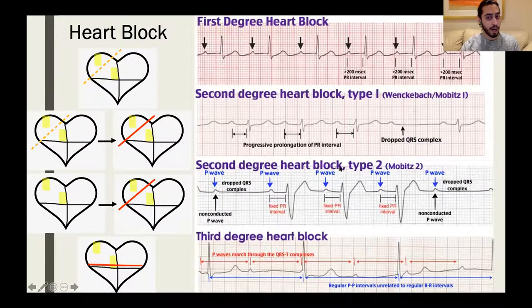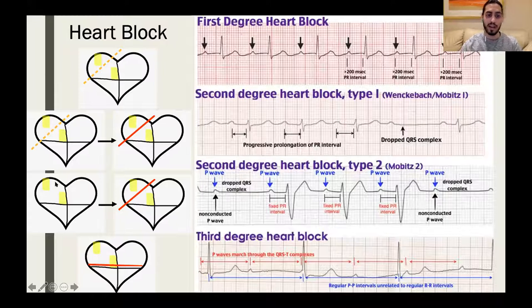Now, second degree type 2 Mobitz. That's where you have regular P waves and a fixed PR interval, but then you drop a beat. So with Wenckebach, you have lengthening, lengthening, lengthening PR, and then a dropped beat. Mobitz 2, you have the same fixed PR interval and then a dropped beat. This is all one cycle, by the way. So this is getting worse and worse.